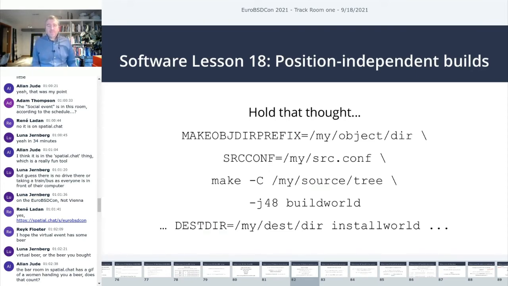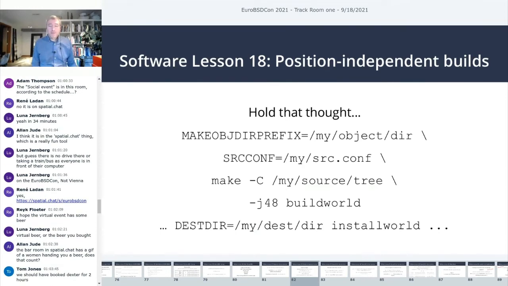if you build FreeBSD, it's handy to do it at arm's length. So you have a separate object directory specified in your script. You have a src.conf, which is very important when doing this. You specify where to find that source tree. You maybe set some parallel builds. And when it comes to install time, you set a destination directory.